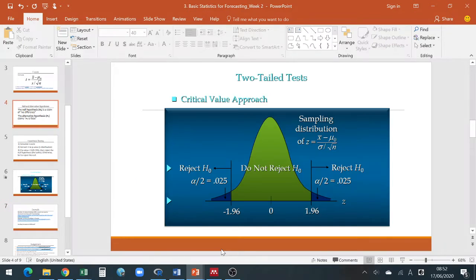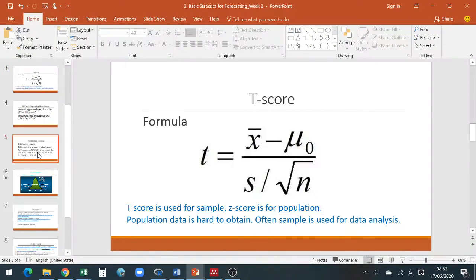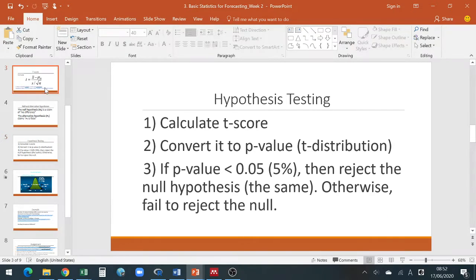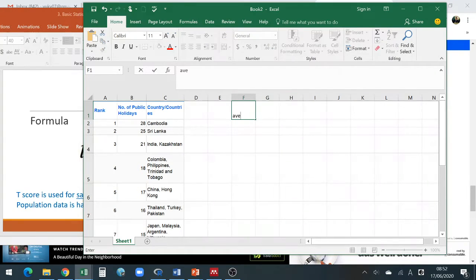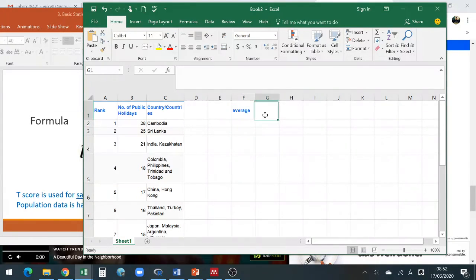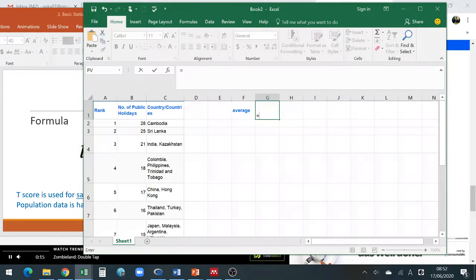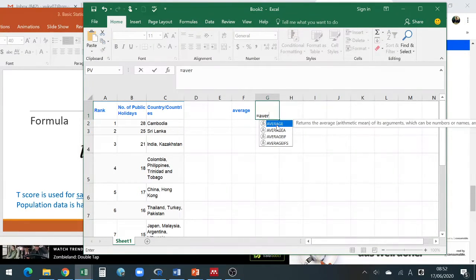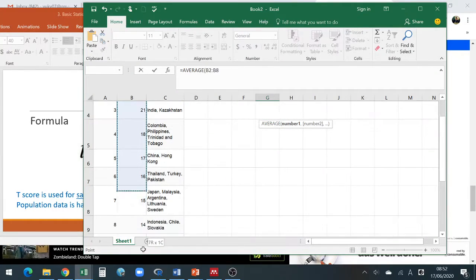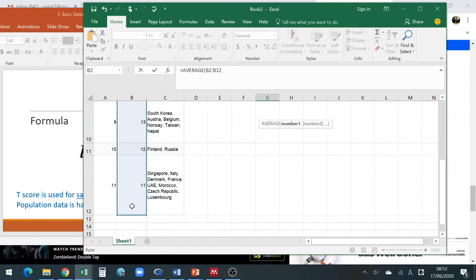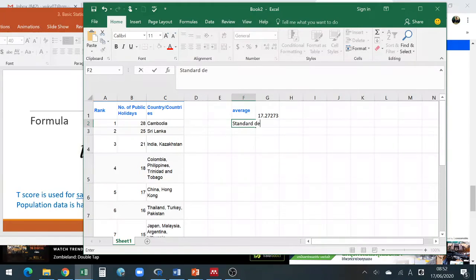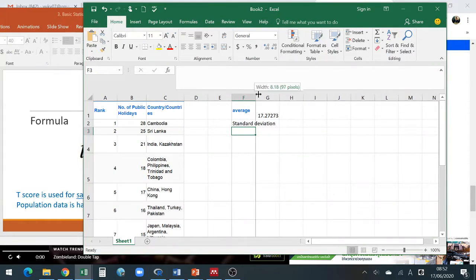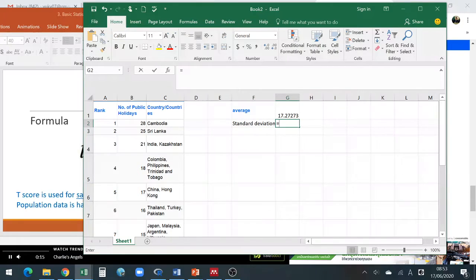Remember, we need to first calculate the t-score. So what do we need? We need the average, right? So how many days of average holiday? Average. Then we take this: among these countries, how many public holidays? 17 days. Then there's the standard deviation. We need to calculate the standard deviation, STD, right? Standard deviation.